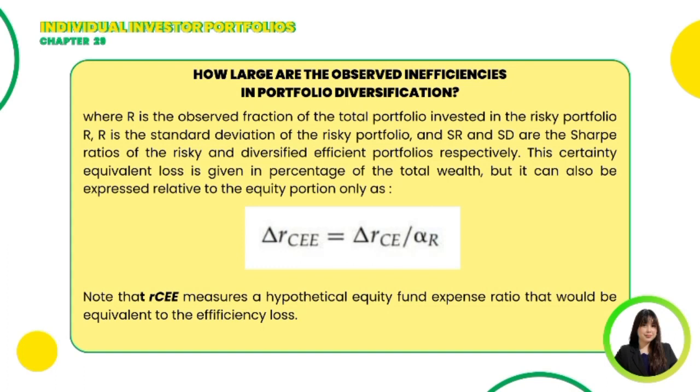This certainty equivalent loss is given in percentage of the total wealth, but it can also be expressed relative to the equity portion only, using this equation. Note that RCE measures a hypothetical equity fund expense ratio that would be equivalent to the efficiency loss.